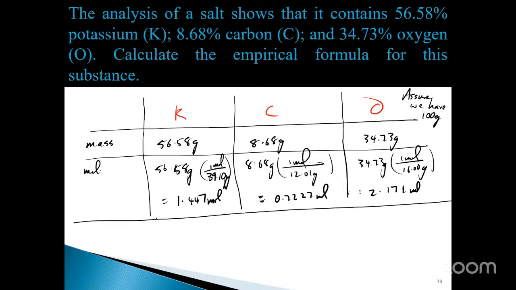The next step is where we compare these numbers that we just calculated, and we decide which of these would be the lowest in value. And that obviously would be this one right here. So in the next line we divide all of them by the lowest value that we calculated, which is 0.7227 moles, right? Obviously when this is divided by itself, that will give you 1.